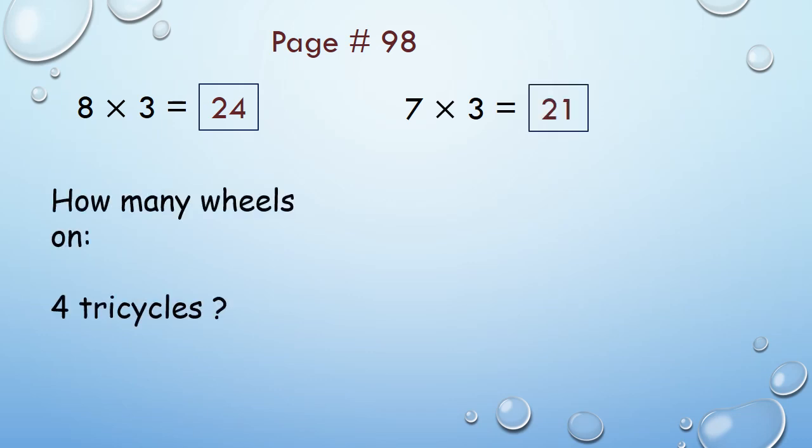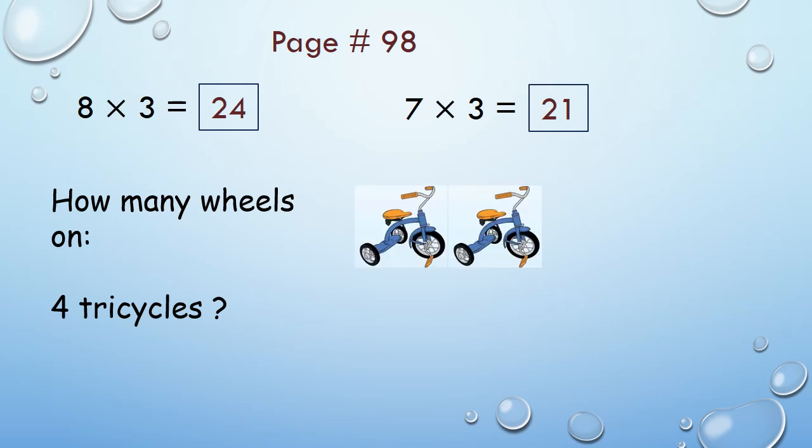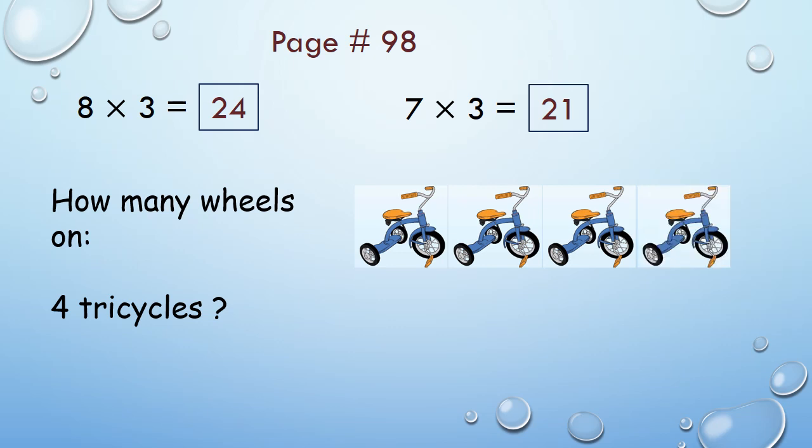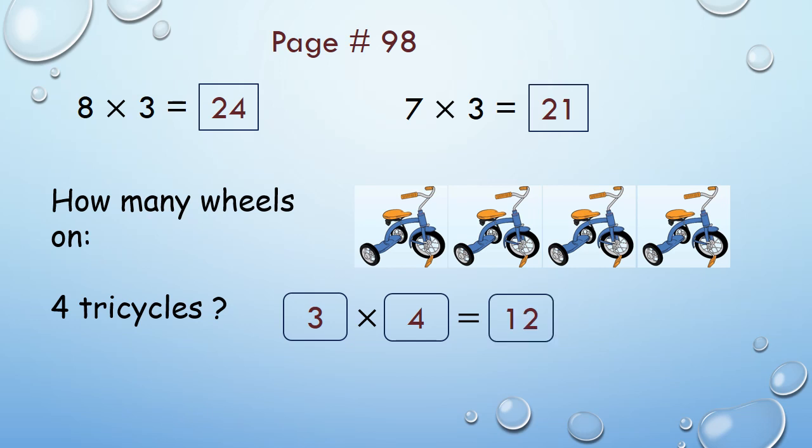Now we solve how many wheels on 4 tricycles. Here is 1 tricycle, 2, 3 and 4. In each tricycle there are 3 wheels. We multiply it with 4 tricycles. So we get 12 wheels in 4 tricycles.